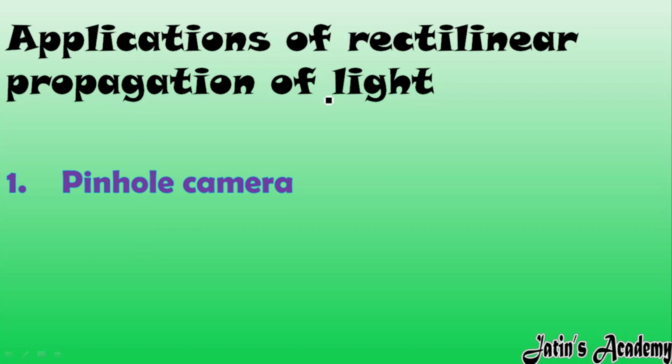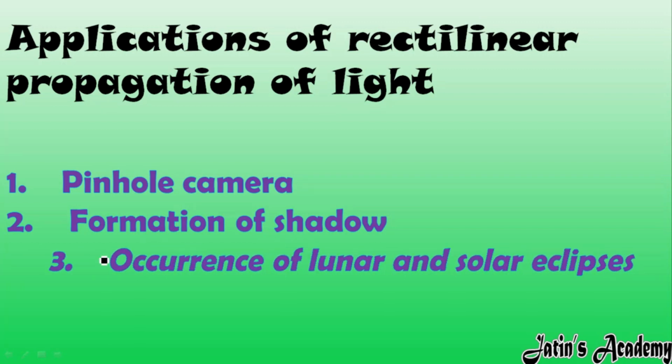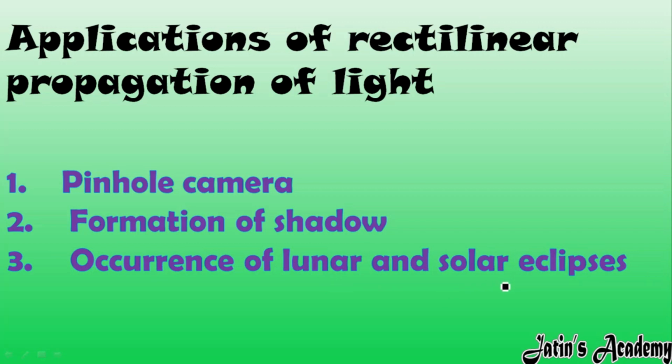First application is the pinhole camera. Second, we have the formation of shadows. Shadows also form due to rectilinear propagation of light. And third, we have the occurrence of lunar and solar eclipse, or you can say Surya Grahan and Chandra Grahan. The principle of the pinhole camera is rectilinear propagation of light. The principle of formation of shadows is also rectilinear propagation of light. And the principle of solar and lunar eclipse is also rectilinear propagation of light.